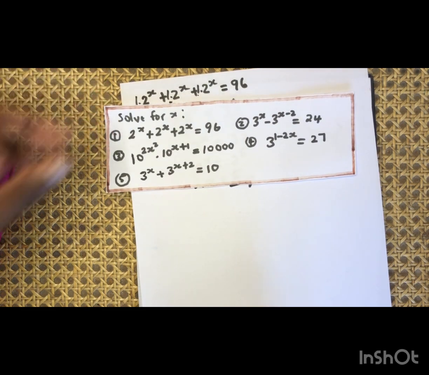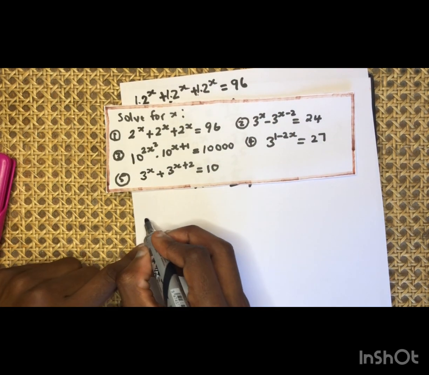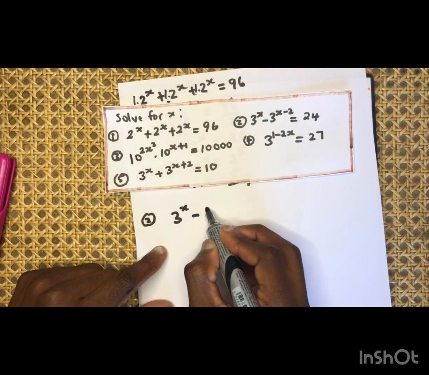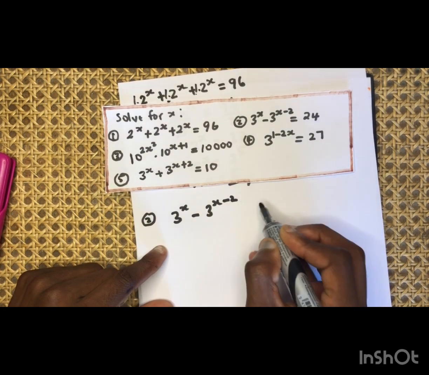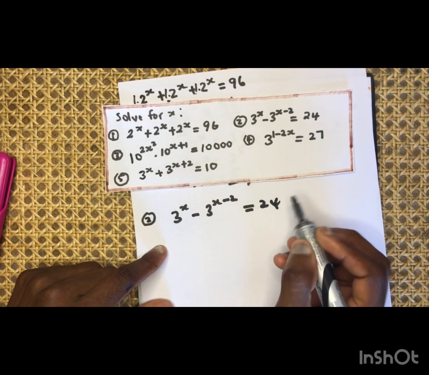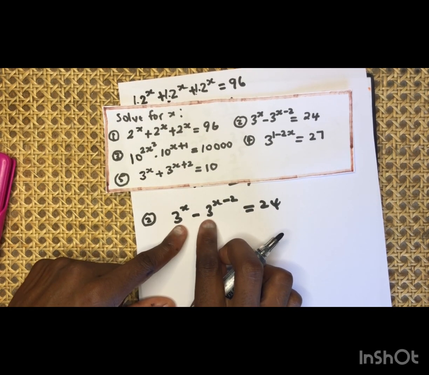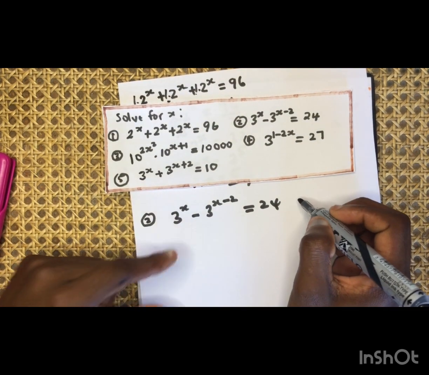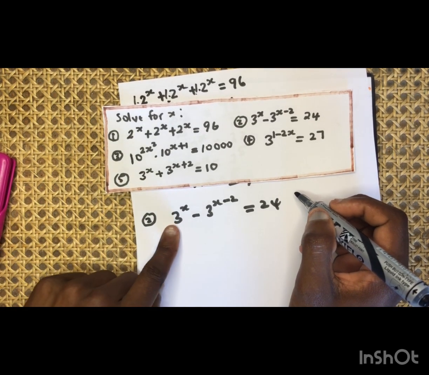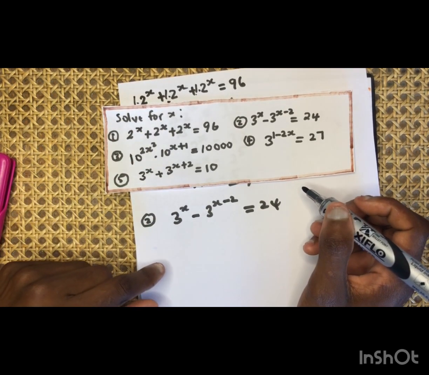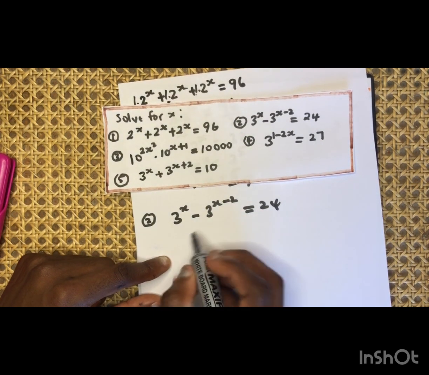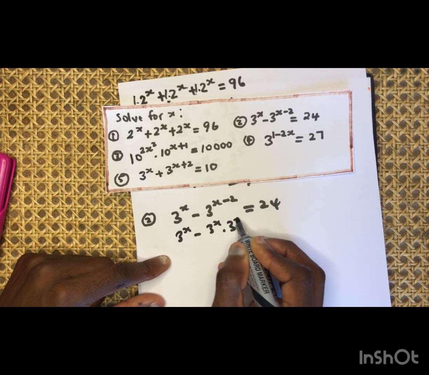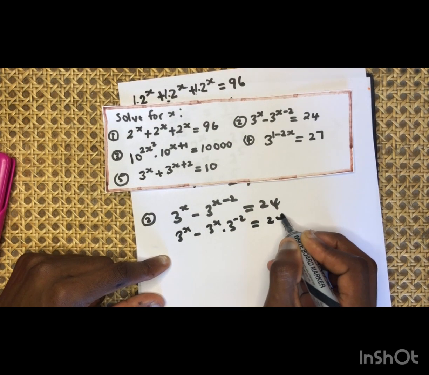So let's take number 2. Number 2, guys, we are given 3 to the power x minus 3 to the power x minus 2 equals 24. Remember, I cannot subtract this because the exponents are not the same. So here I have to consider the common factor because this is not the same as the first one. So I need to split this one. So I'm going to have 3 to the power x times 3 to the power minus 2 equals 24.